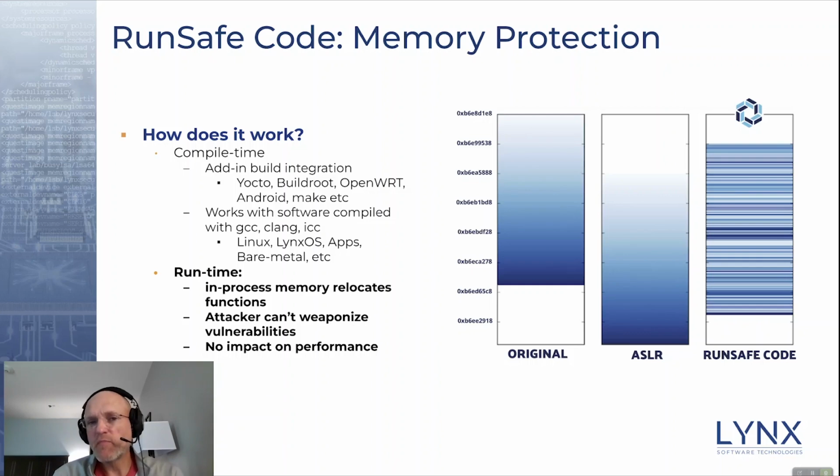And on average, every binary has 280 functions. And that gives you 280 factorial possibilities, which is more than 10 to the 400th. So there's a lot of diversity there.